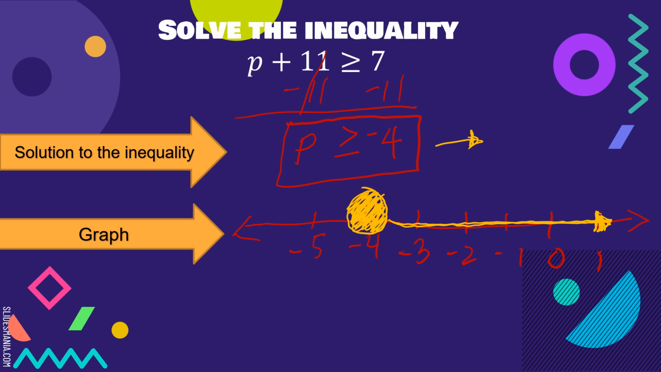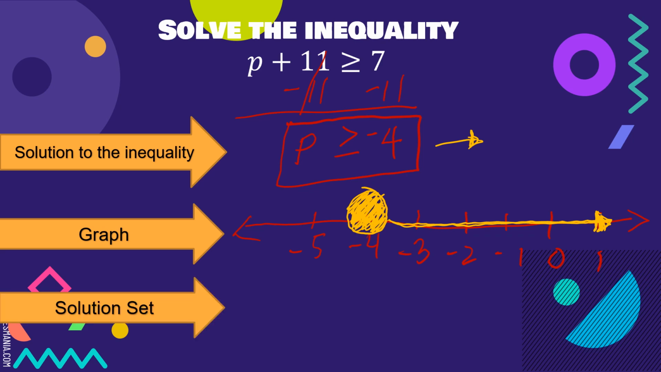So our solution set, we are going to start with an open curly brace. Again, -4 is included, followed by -3, -2, -1, and dot dot dot, and then close curly brace, or this is simply the set of all p such that p is greater than or equal to -4, closed curly brace.